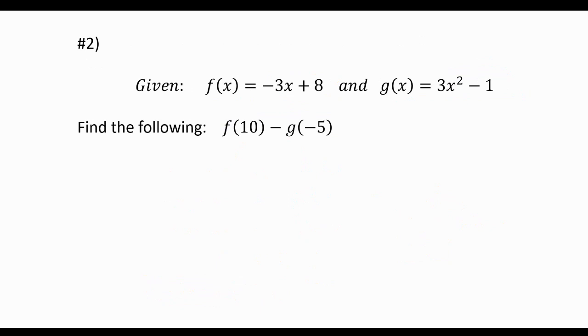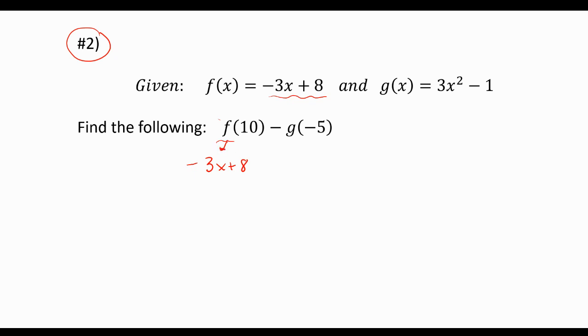Okay, if you can write down this problem right here, the functions are the same. So for number 2, we're just going to find f of 10 minus g of negative 5. The functions are the same as the one from the last one. Okay, so we're going to take the f function, which is right here, and we're going to write that down.